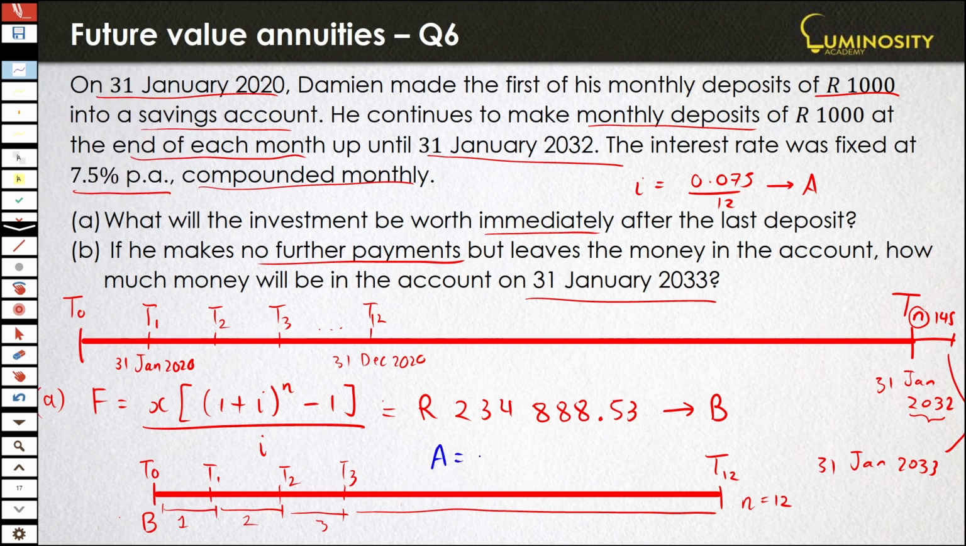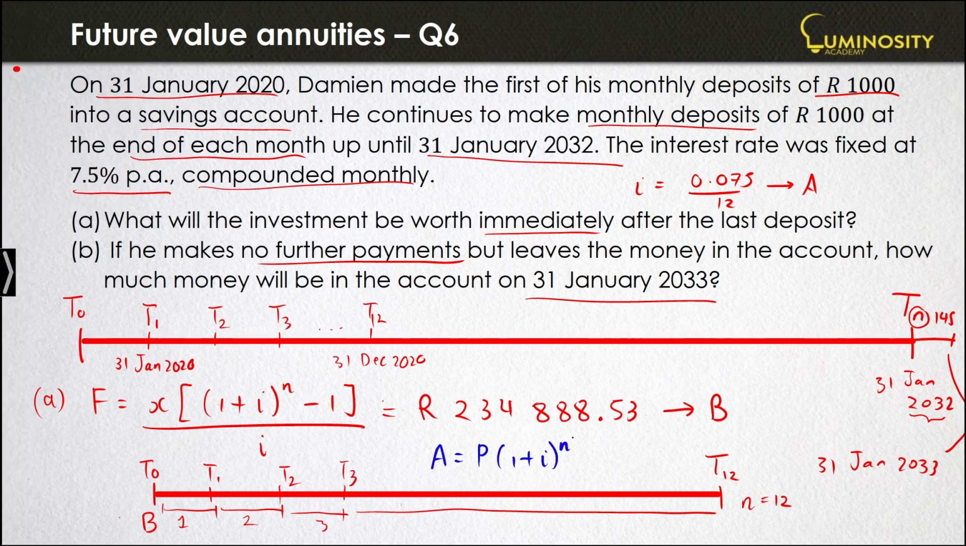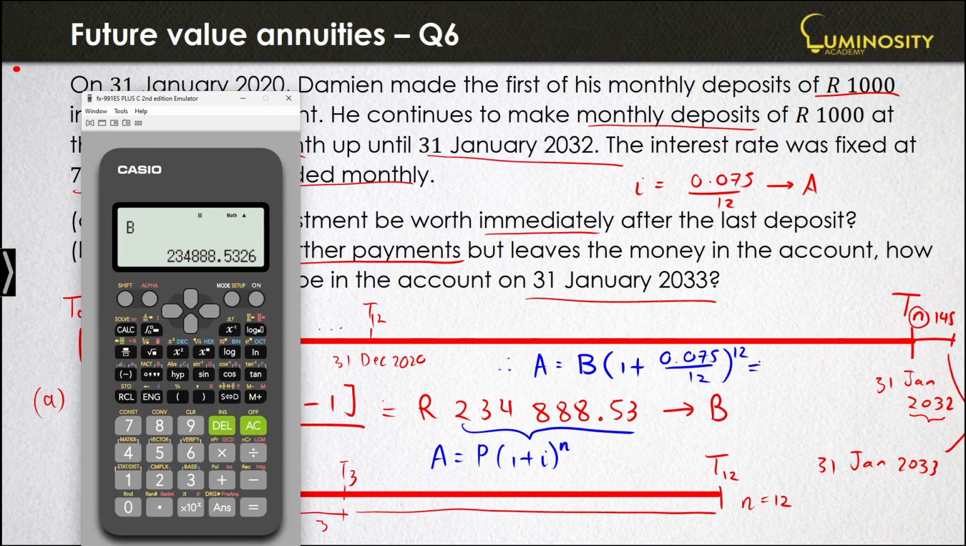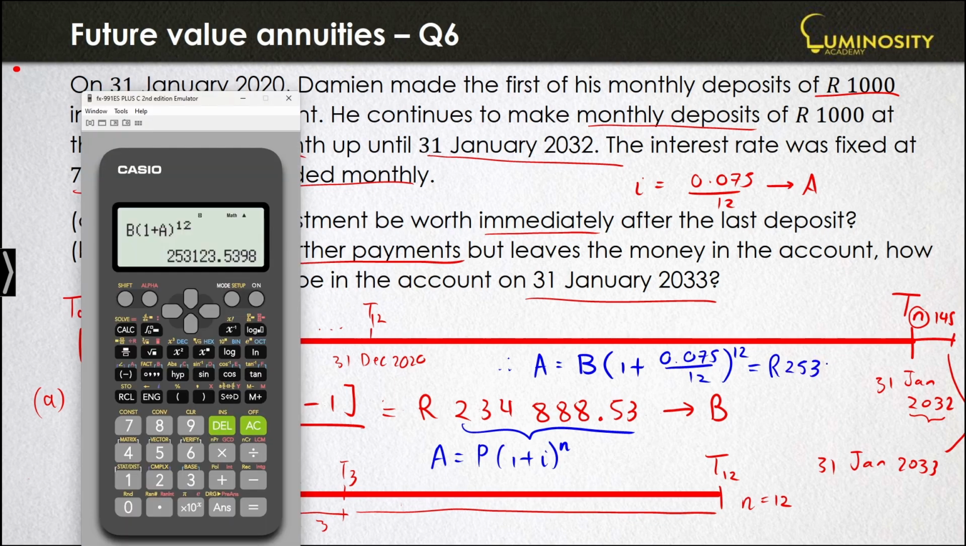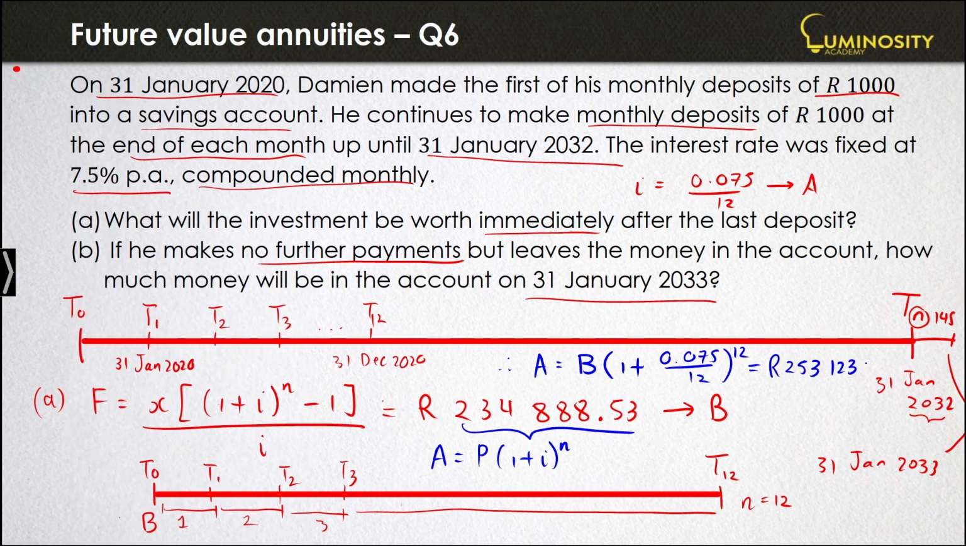A equals P times 1 plus i to the power n. Therefore, the accumulated amount is going to be that principal amount that's sitting in the account, which is that B value. I'm just going to put B in my calculation. Remember the interest rate is fixed there at 0.075 over 12, raised to 12 months. So I've got that value B, that's my principal amount P essentially. Open brackets, 1 plus, I've still got the interest rate A, all raised to the power 12 months. And I get 253,123 Rand and 54 cents.